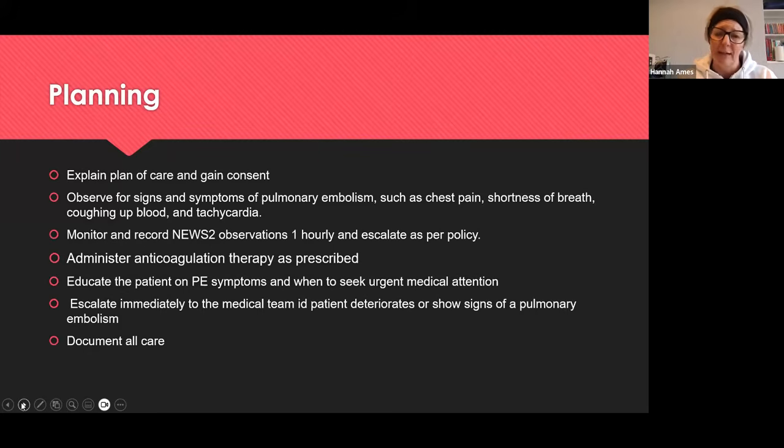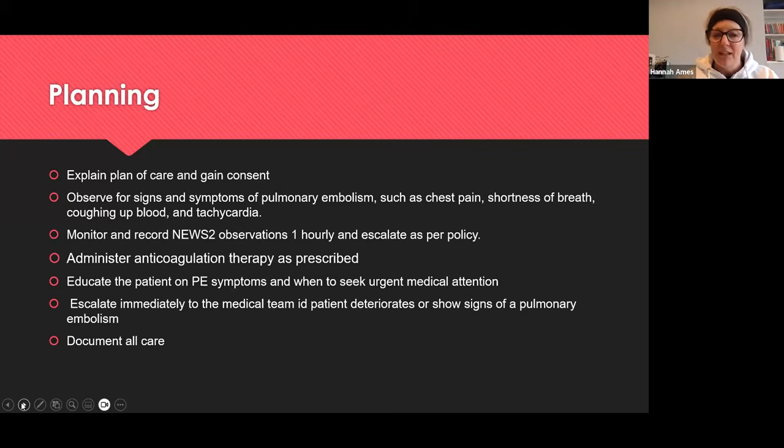Interventions, so we're obviously going to explain the plan of care and gain consent. We want to observe the signs and symptoms of a pulmonary embolism, so these are things such as chest pain, shortness of breath, coughing up blood, tachycardia, also reduced oxygen saturations. In addition to that, we want to be monitoring and recording NEWS2 observations hourly and escalating as per policy.